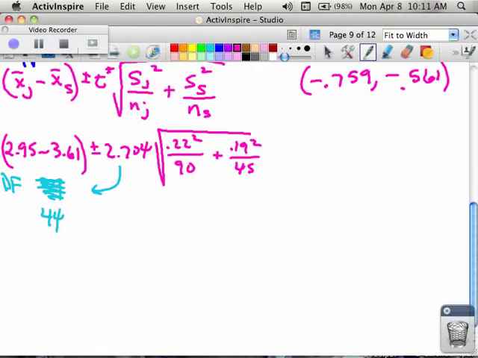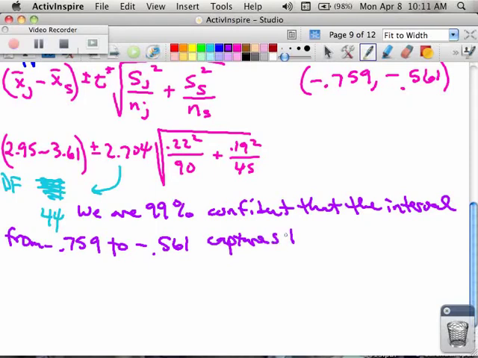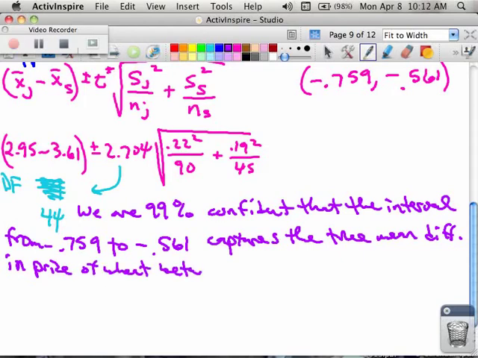So as we write this down and put it in the context, we are going to say we are 99% confident that the interval from negative 0.759 to negative 0.561 captures the true mean difference in price of wheat between July and September.